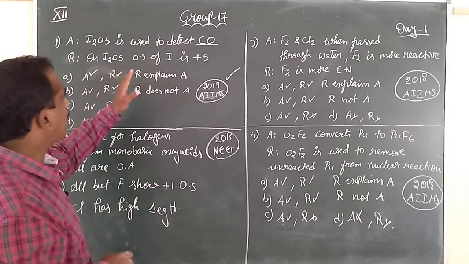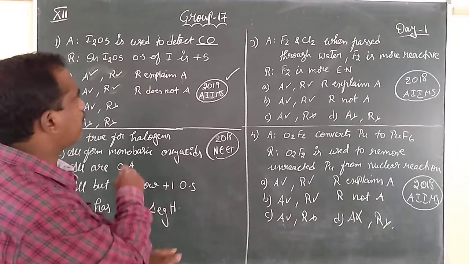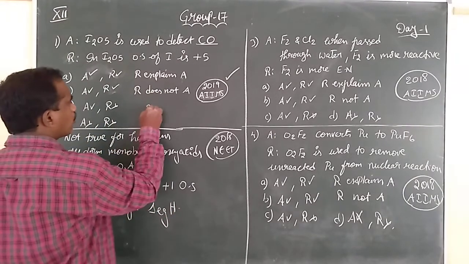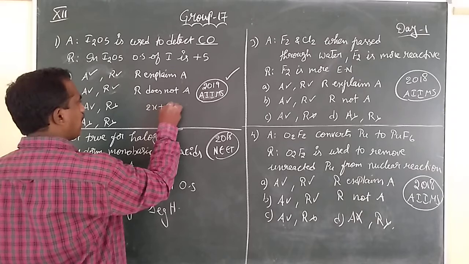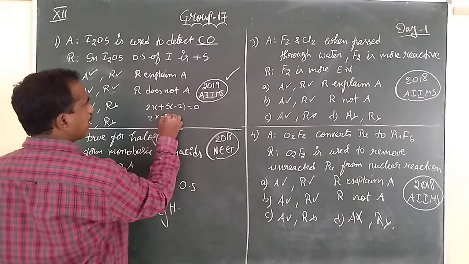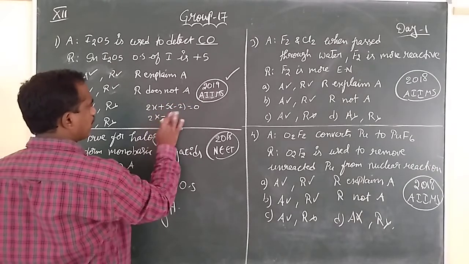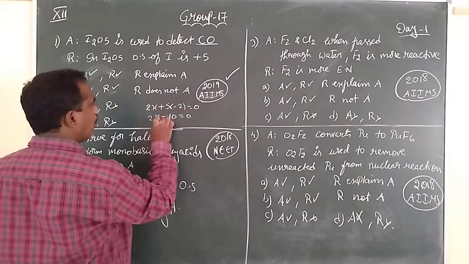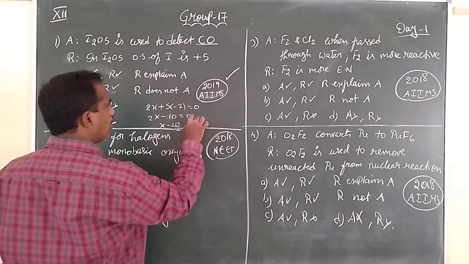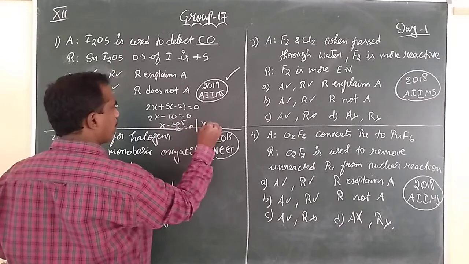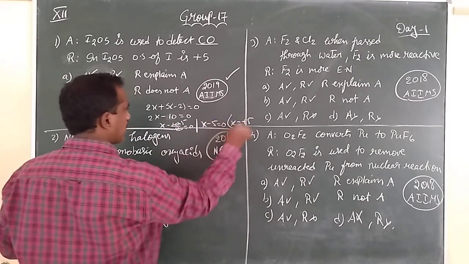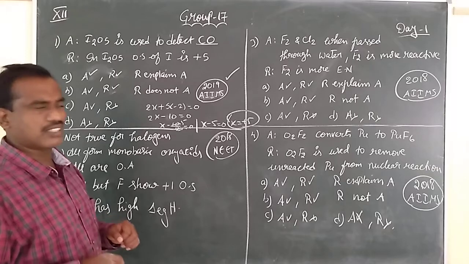In I2O5, the oxidation state of iodine is +5. Yeah, correct. You can see that in I2O5, 2x plus 5 into minus 2 is equal to 0, or 2x minus 10 is equal to 0, or x minus 10 upon 2 is equal to 0, so x minus 5 is equal to 0, x is equal to +5. It's a +5 oxidation state.